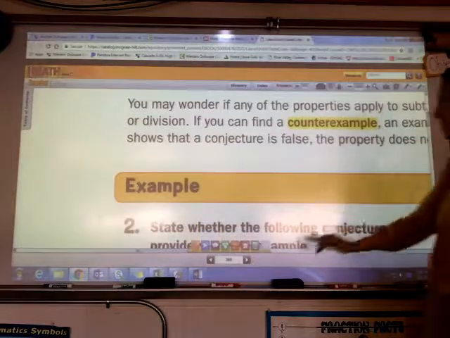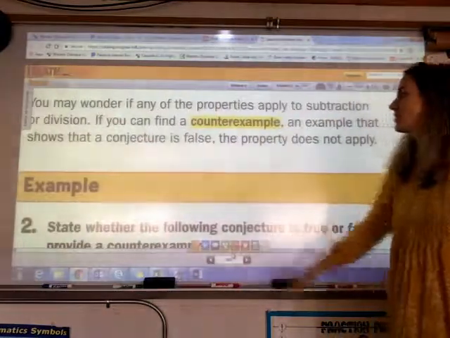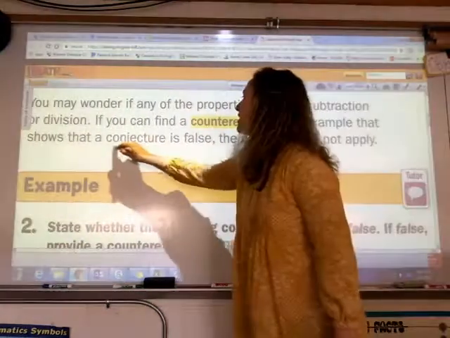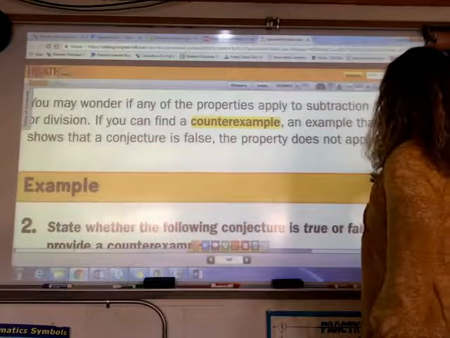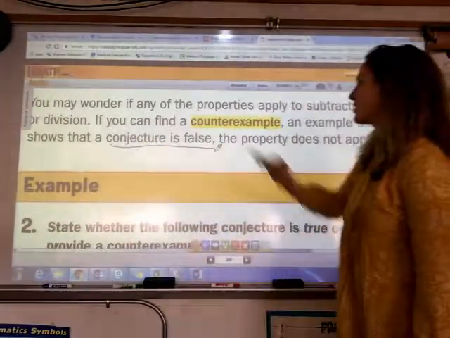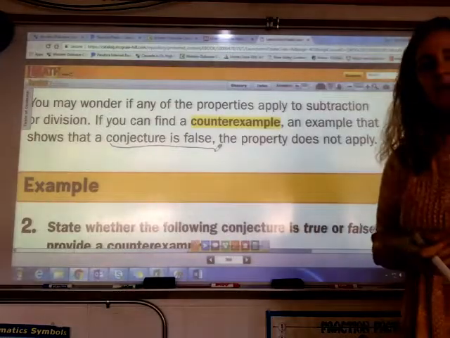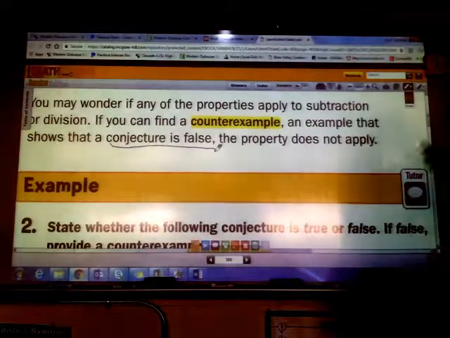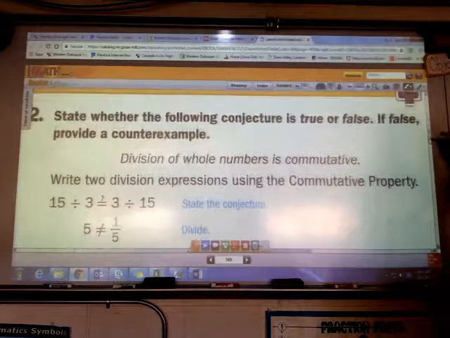Okay, next example on 369. We're talking about a counterexample. A counterexample goes against a conjecture. Basically, we are showing that your conjecture is false. A conjecture would be a statement. So you're showing that your properties are not going to apply.